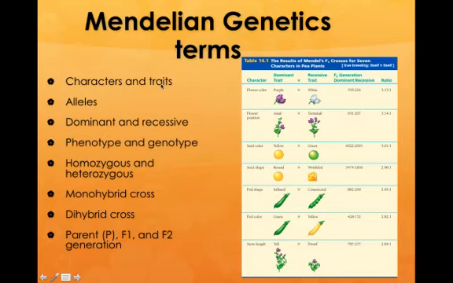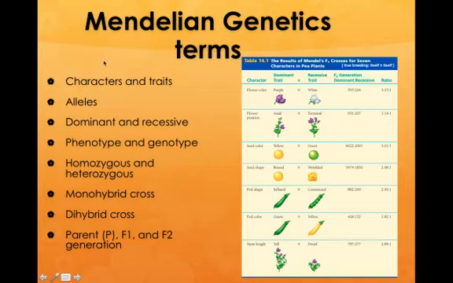Traits, on the other hand, are forms of characters. All right. Now, if we have eye color, which is a character, the trait of that could be blue, brown, green, turquoise, whatever, hazel. There are different colors of the eyes.